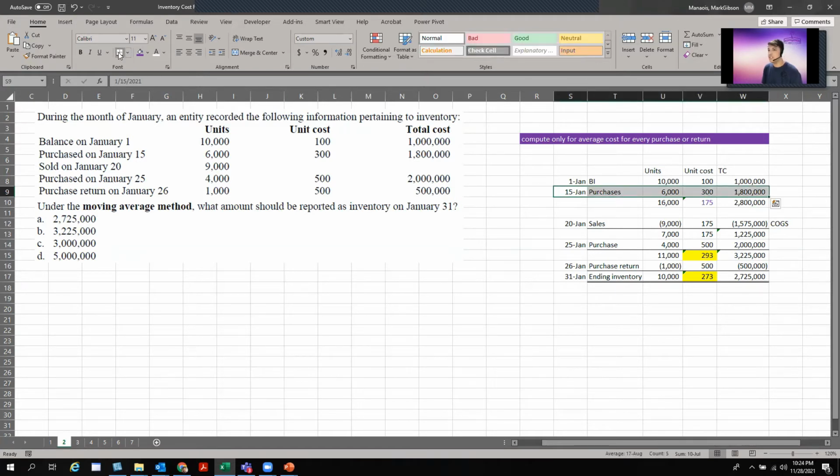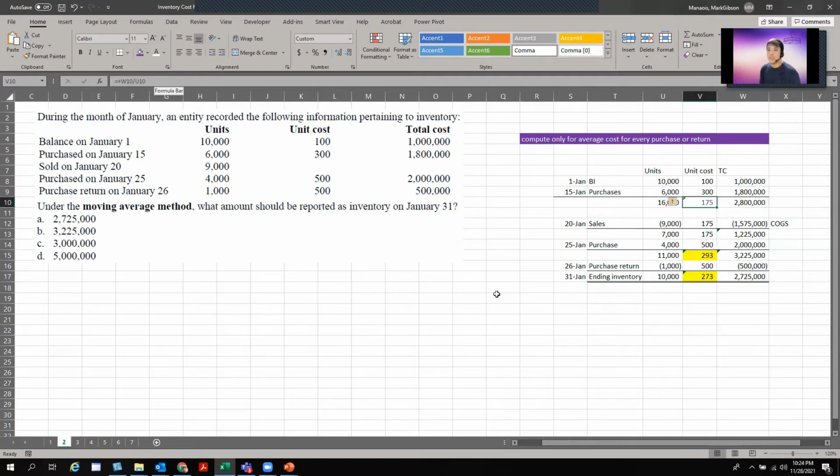So this is the first instance where we need to compute for the average cost. So total 10,000 beginning inventory plus 6,000, so total of 16,000 units. Ngayon, magkano yung total cost? 1 million yung beginning inventory. Magkano yung purchases ng January 15? So that's 1.8 million. Again, class, these are given. So total of 2,800,000. Paano ngayon yung pag-compute ng unit cost? Of course, this is just average. So 2,800,000 divide by 16,000 or 175 pesos. So this is the average cost.